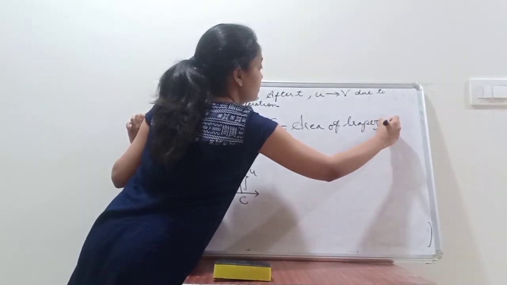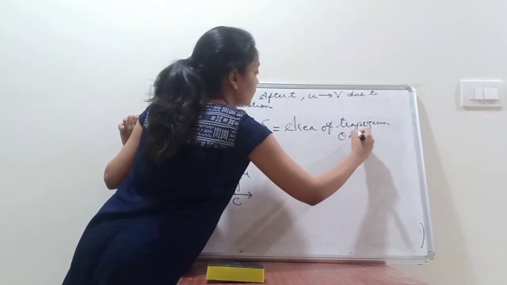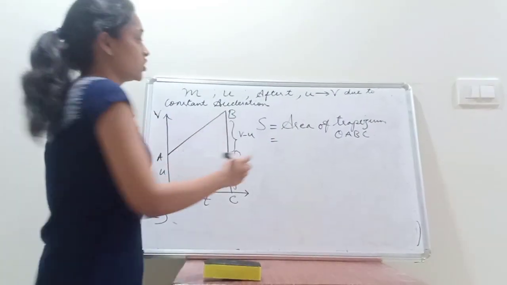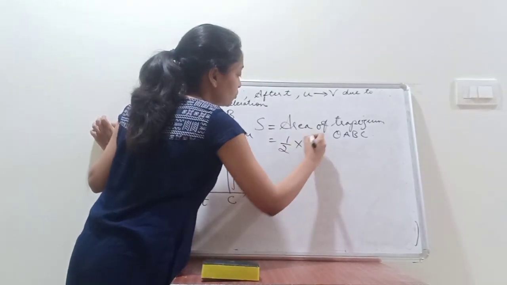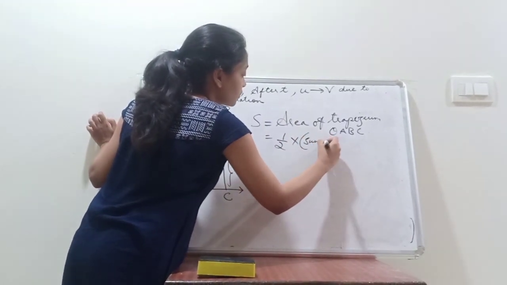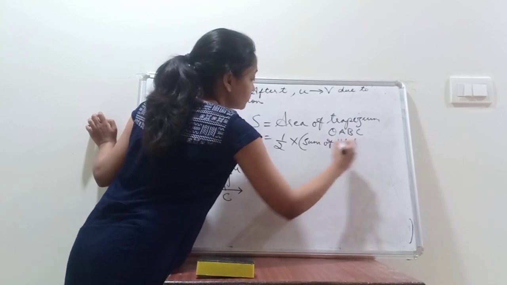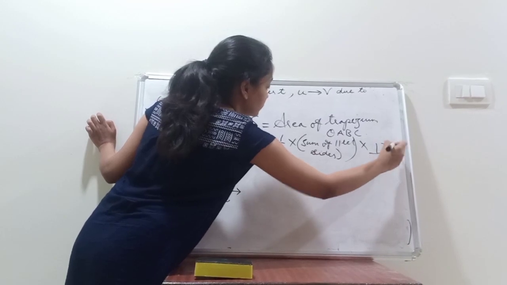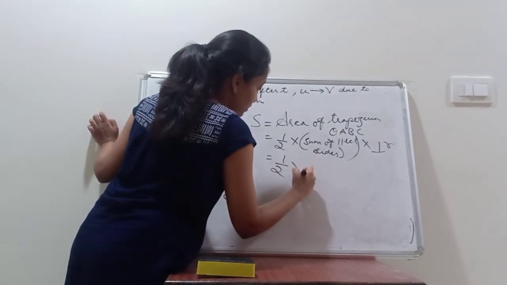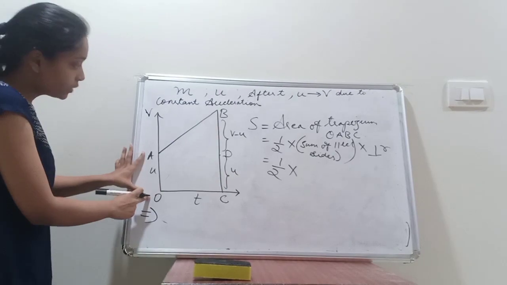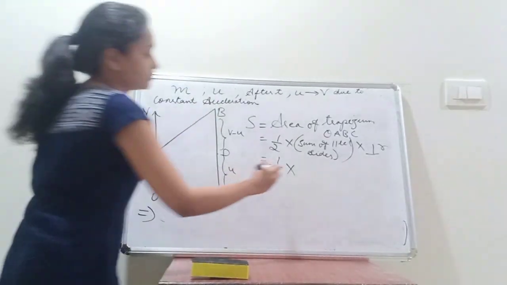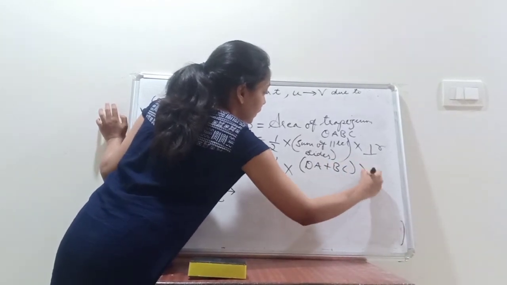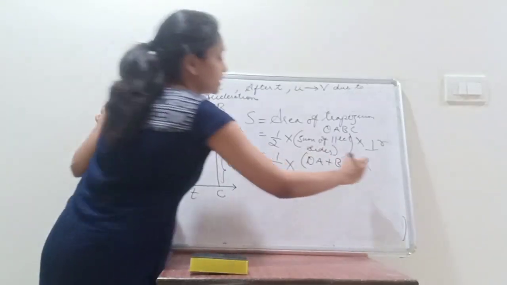Area of trapezium OABC. For this we have a direct formula, which is half into sum of parallel sides into perpendicular. This will be half into, the parallel sides are OA and BC. And the perpendicular is OC.